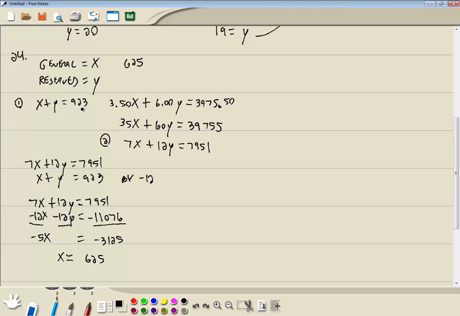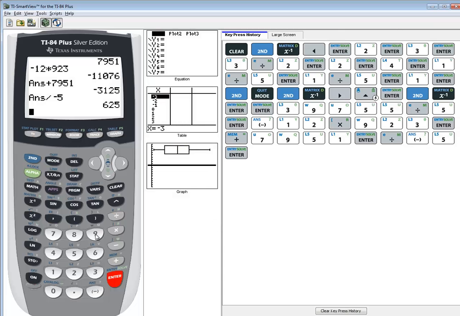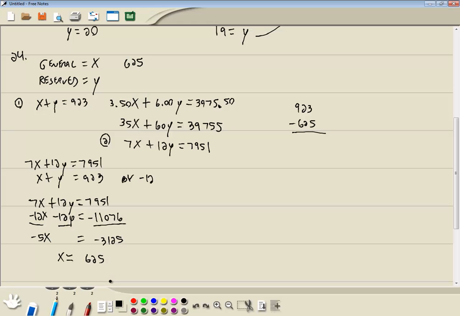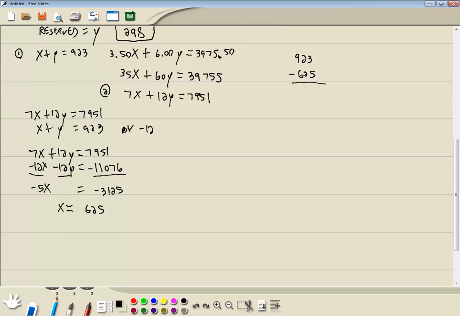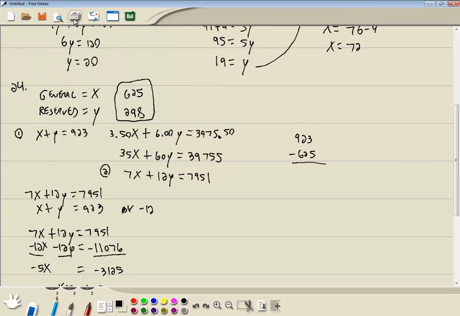Now they add up to 923. So if I take 923 minus 625, gives us 298. Assuming no basic math errors, I won't double check that, but if you plug that in for x and y here, it should give you that total. Let me save that page and we'll look at the next one.